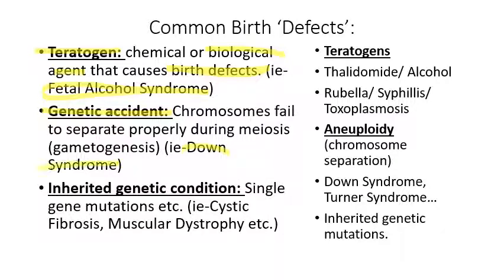So as I mentioned before, there are 23 chromosomes in the human genome. If you have 3 copies of chromosome 21 instead of the 2 that you're supposed to have, you will have something called Down syndrome. So you've probably heard of that. And finally, you could inherit genetic conditions that are caused by single gene mutations. Things like cystic fibrosis, muscular dystrophy, a lot of those birth defects are caused by mutations to genes that the child inherited from their parents.